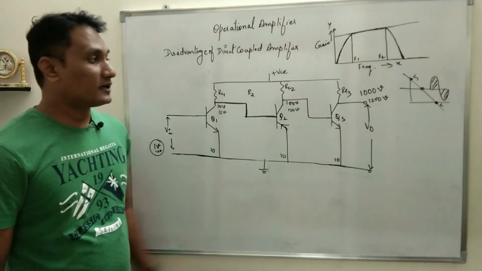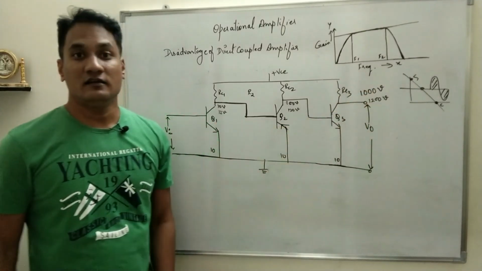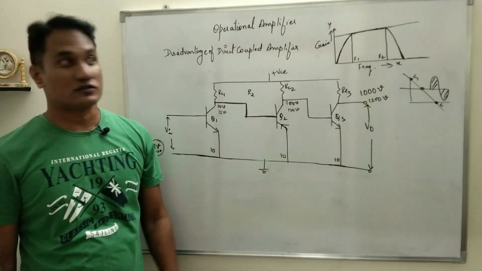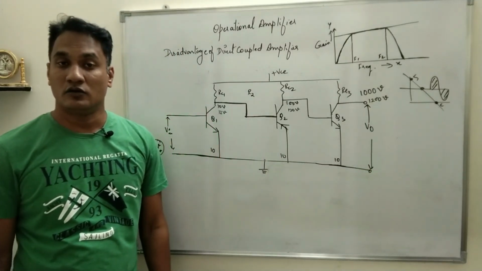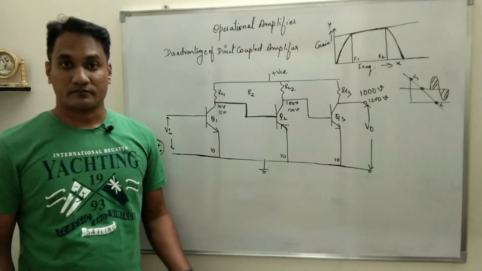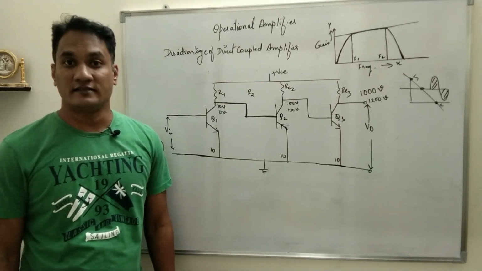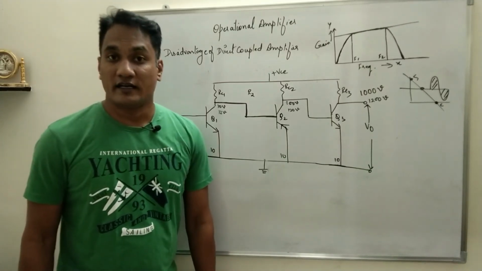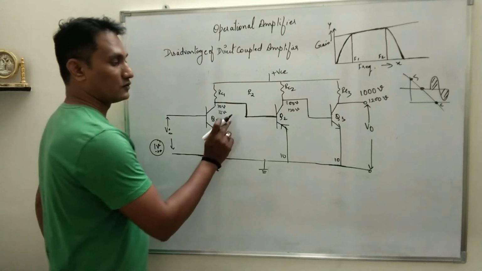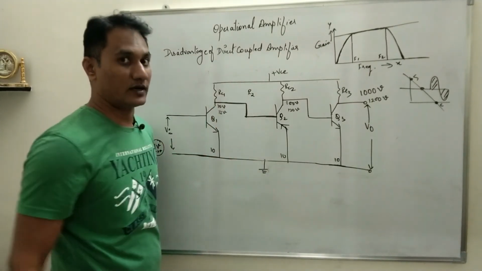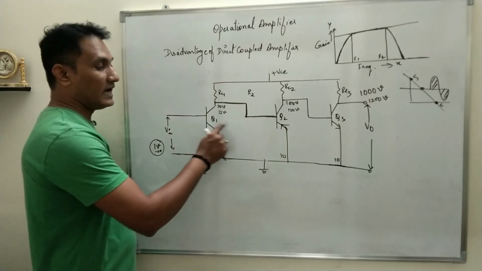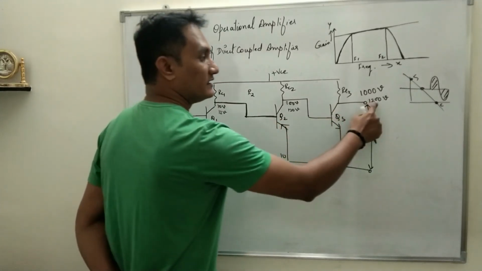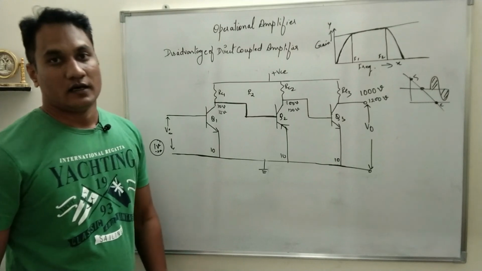How much was expected? 1000 volt. How much are you getting? 1200 volts. This extra 200 volt is a very significant value, which is nothing but noise. So this is an unwanted output. So that is the disadvantage of direct coupled amplifier. A small noise at the input is amplified to a significant value at the output.